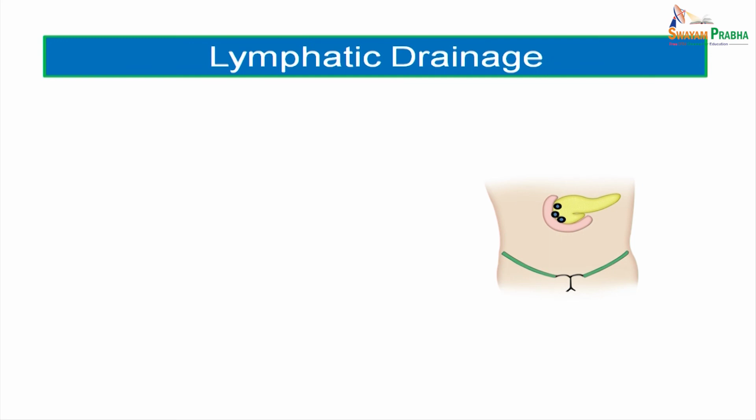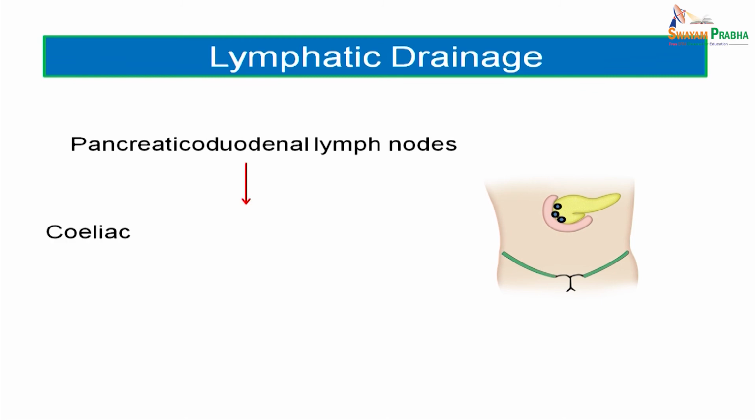A few words about the lymphatic drainage. It is nothing but the pancreatico-duodenal group of lymph nodes, which ultimately drain into the celiac and superior mesenteric group of lymph nodes.